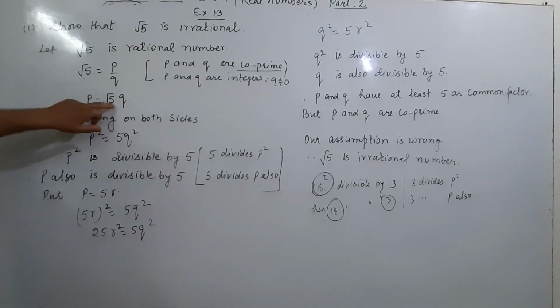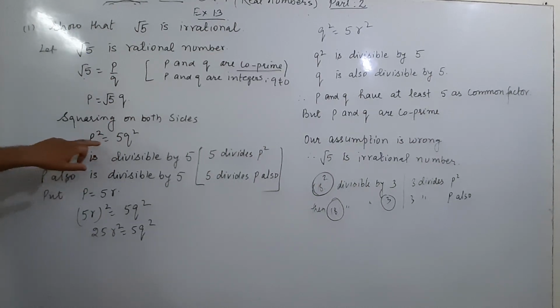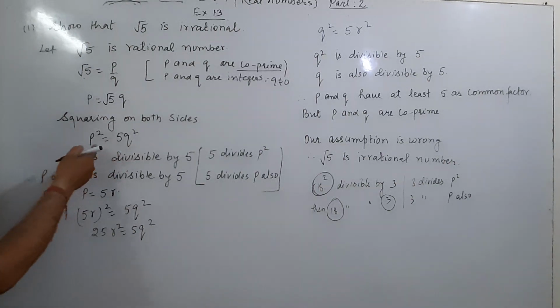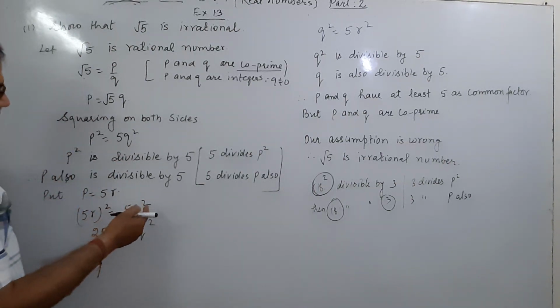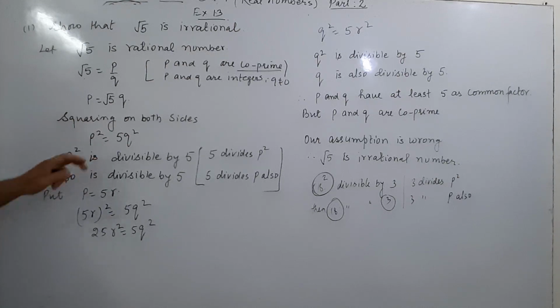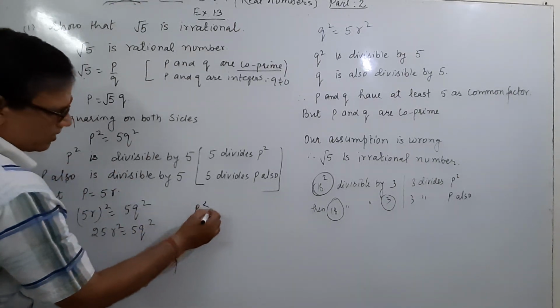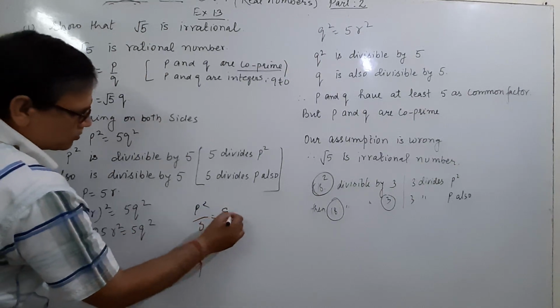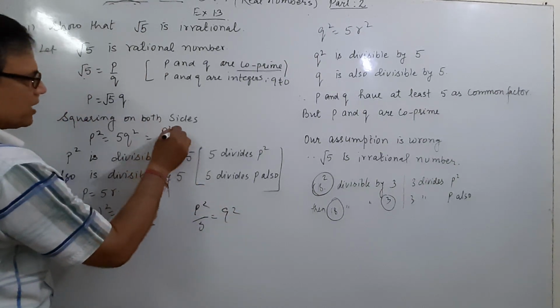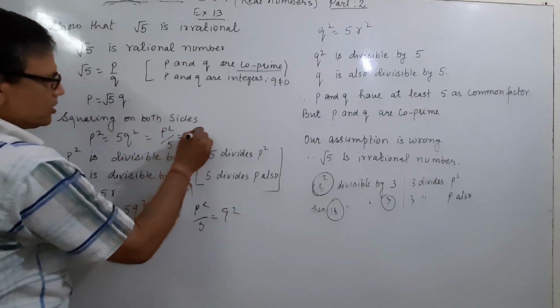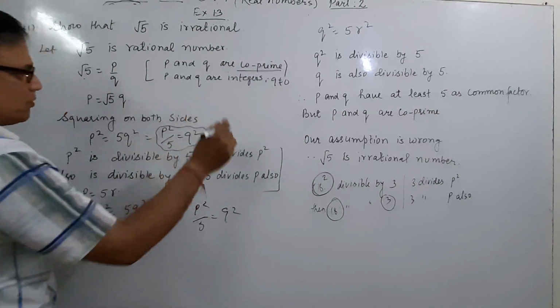P is equal to root 5 q. Squaring on both sides, p square is equal to root 5 square, which is 5, times q square. So p square is equal to 5q square. That means p square upon 5 is equal to q square. We can also write it in this form.